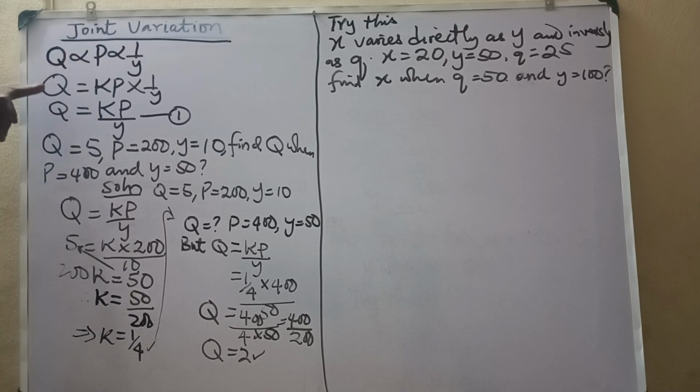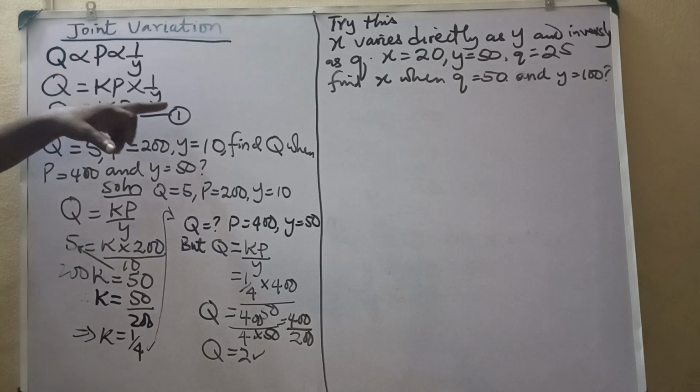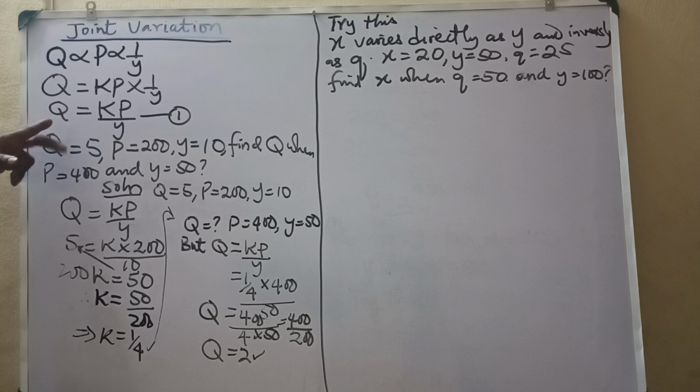Now, when we introduce our sign of equality, we change the variation sign to equality, we introduce our K, and then you can see that we have Kp times 1 over Y. So finally, we now have Q equal to Kp times 1 over Y, which gives Kp over Y. So let's try this.